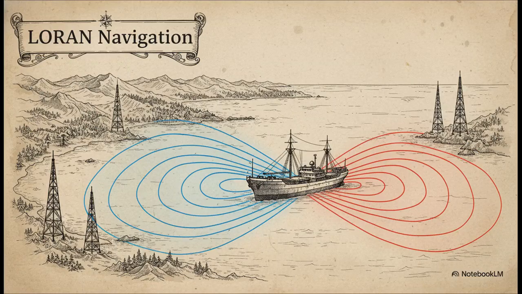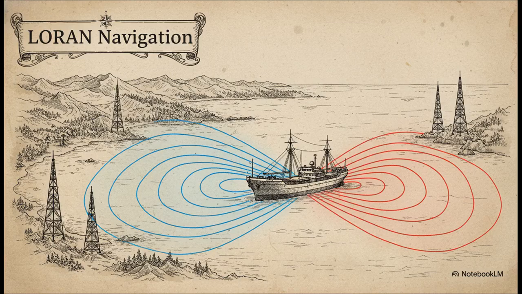So, this system is called LORAN. It stands for Long Range Navigation. Picture this. You're on a ship out in the middle of the ocean. There are 2 radio towers on the coast, and they both send out a signal at the exact same instant. Naturally, because you're not in the dead center, you'll get one signal just a fraction of a second before the other. And here's the magic.